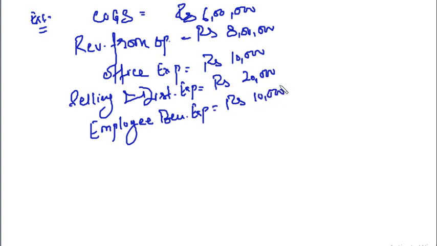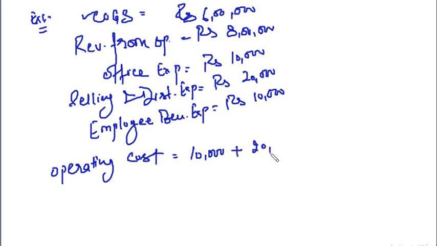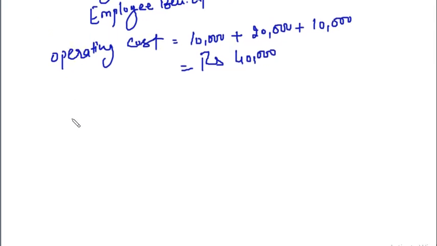Now you have to calculate operating ratio. For the operating ratio, what do you need? The cost of goods sold. It is given as 6 lakhs. Second thing you need, operating cost. Now operating cost is what? Office expenses of 10,000 plus selling and distribution expenses of 20,000 plus employee benefit expenses of 10,000. This comes to rupees 40,000. The third element you need is revenue from operations. This is also given. So now you can calculate operating ratio.